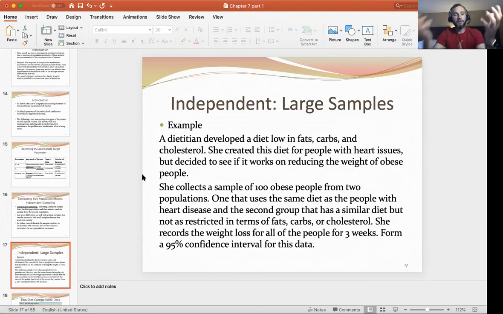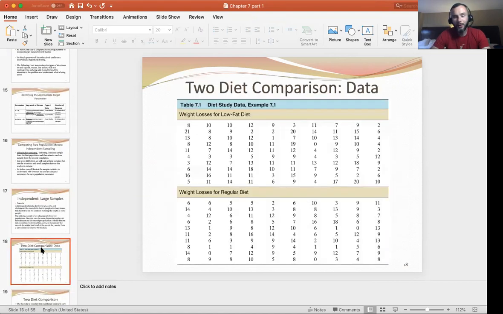So we have two populations. We have the restricted diet and the not restricted diet, or the heart people diet and the non-restricted diet. Okay. She records the weight loss for all of the people for 3 weeks, and we're supposed to form a 95% confidence interval for that data. Okay, so here's our data.